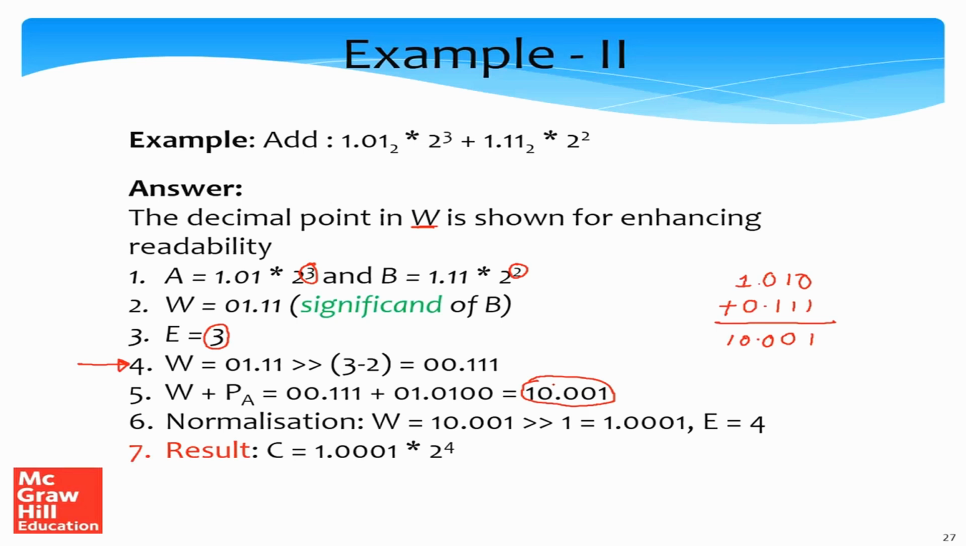So as a result, this needs to be fixed. The way that we fix it is that we renormalize. So we shift it to the right by one position. So then this becomes 1.0001, and we increment e by 1. So 3 plus 1 is 4. So the final result that we have over here is 1.0001 times 2 to the power 4. So as you see, after doing the addition, there was a need to renormalize the result. And so what we did is that we right shifted W and we added 1 to E. So we added 3 plus 1 and made it 4.